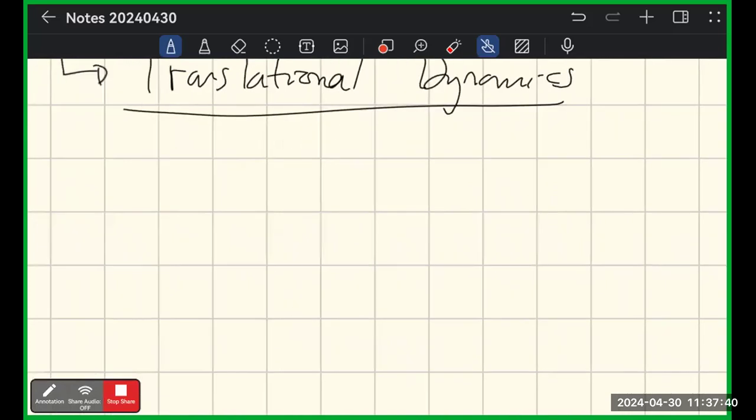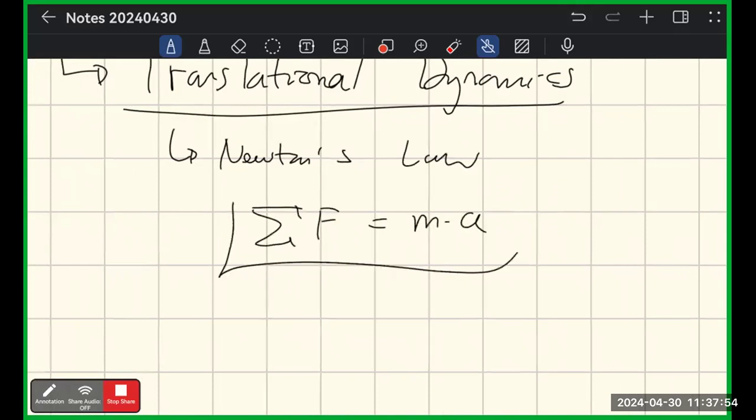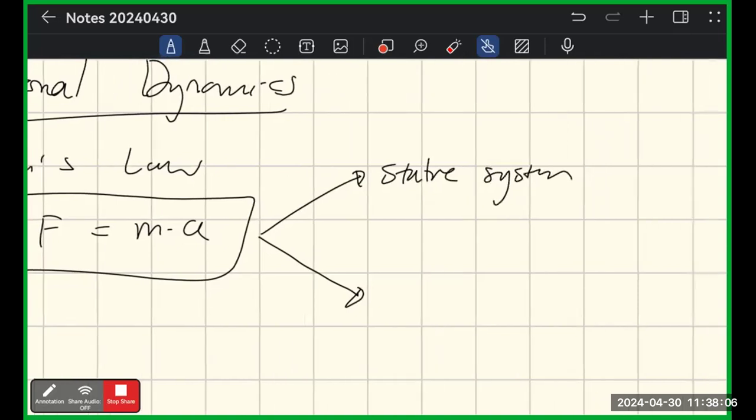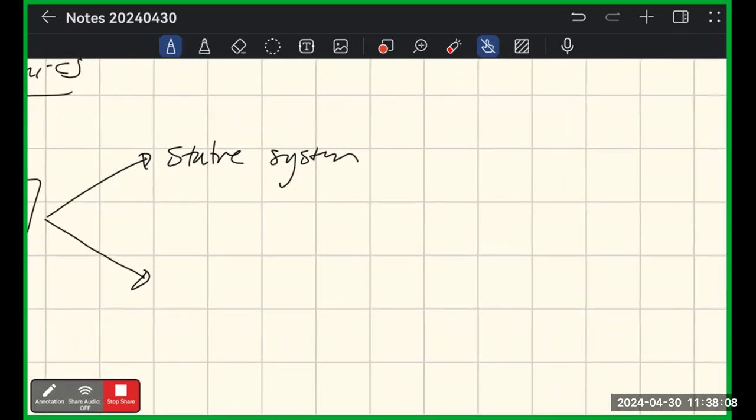So for the translational dynamics, it's just Newton's law, not Newton's method, sorry. It is the sum of F equals M times A. We can have different systems, but mostly we will have the static system, which is not moving. So obviously the acceleration will be 0, the sigma F equals 0.